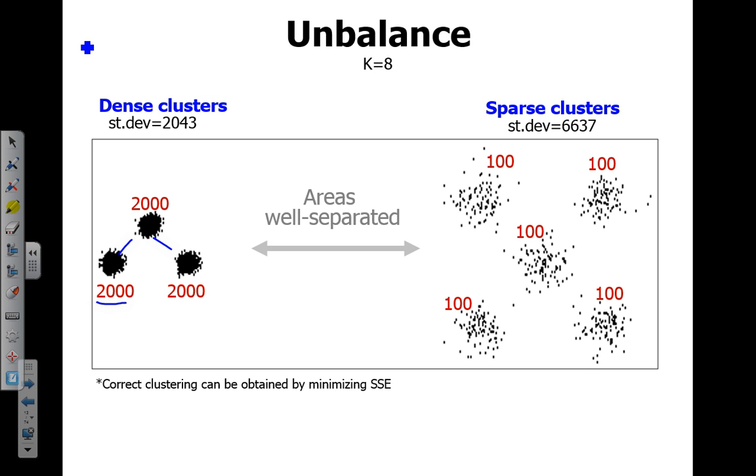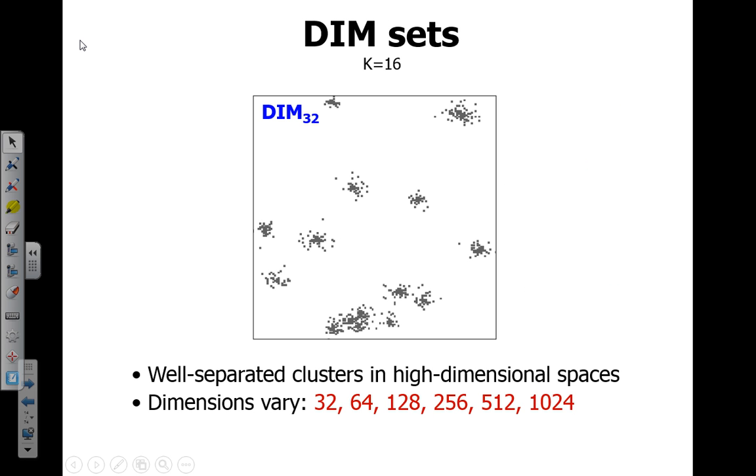They are very dense clusters here, whereas these are quite sparse. Also, the standard deviation of this distribution is 3 times more than those on the left. And these 2 areas are also far from each other, so there should be no problems mixing them. Then the dim sets, these are also quite well separated. Actually, they are really well separated.